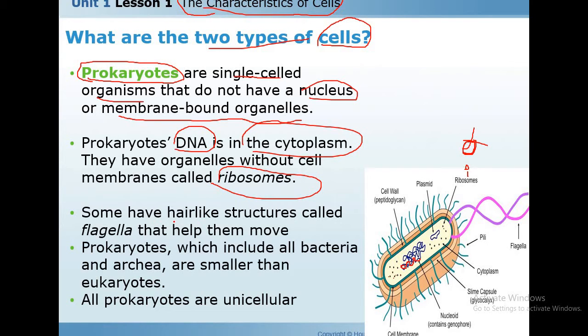Some have a hair-like structure. Prokaryotes have a hair-like structure like this, called flagella. The hair inside the prokaryote cell is called flagella. What's the function of the flagella? To help them move. The function of flagella is to help the prokaryotes to move.